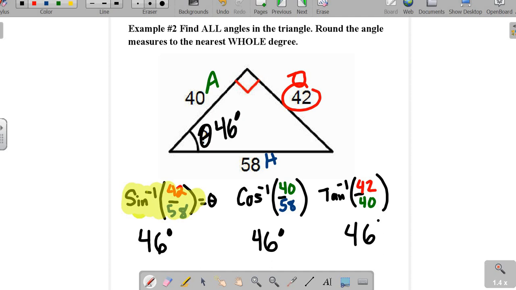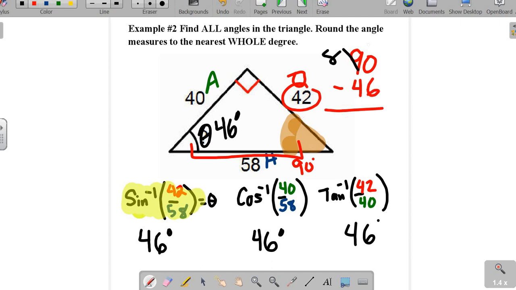And now you're thinking, good night, do I have to do all three of that for this angle? No, this is so easy because we know that these two angles have to add up to 90 degrees. So we simply do 90 minus 46 because life is just that easy. So we have 44 here.